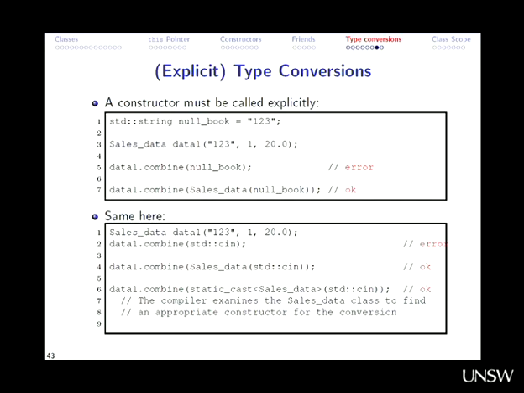And the same thing works on these lines down here. Whereas before the standard cin worked, now it doesn't because we've got to explicitly say we want to read from the keyboard into a new sales data object and do it. It also works if we do a static cast. So if we do a static cast, it will figure out how to convert the standard cin into a sales data object and then into the combine.